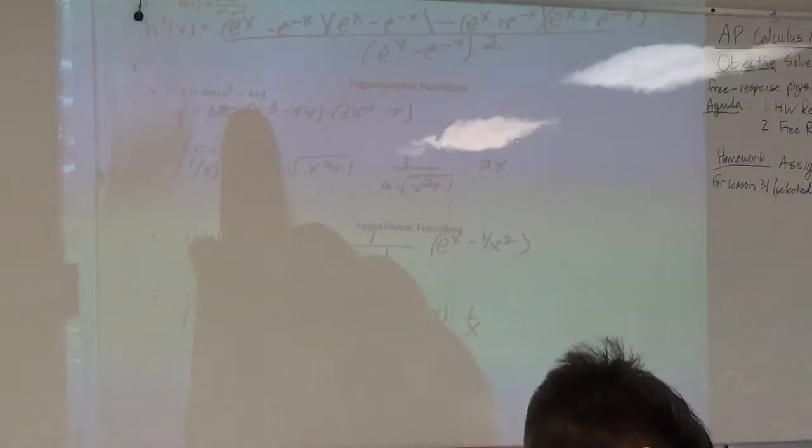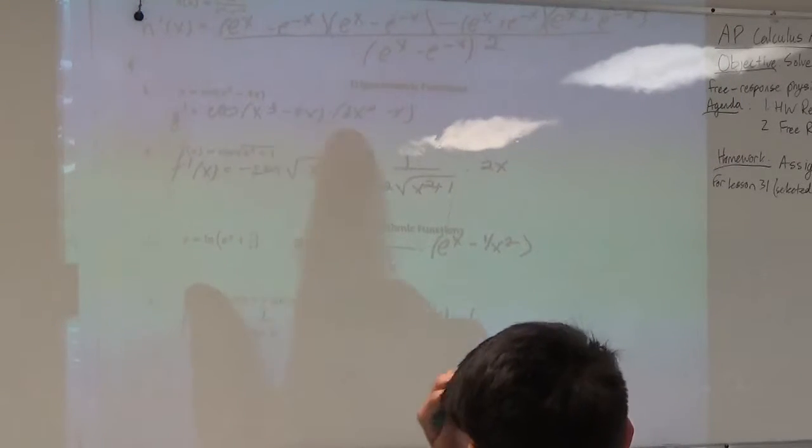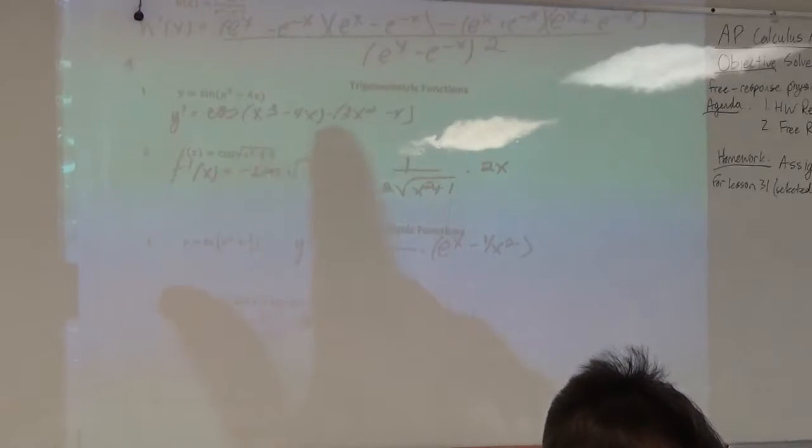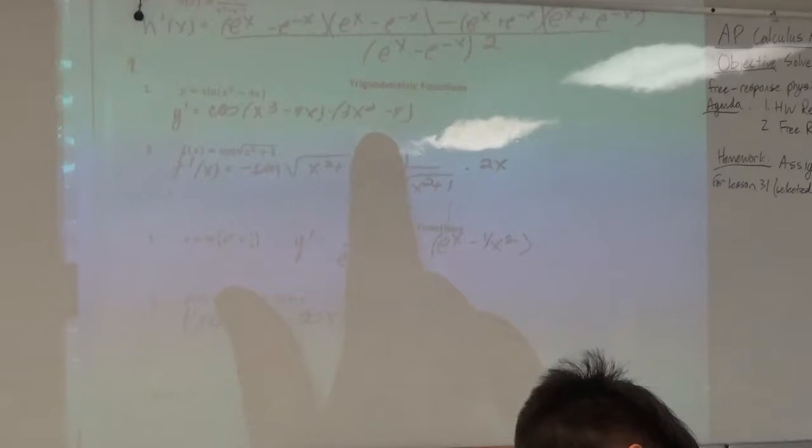Okay. Trig functions, derivative of sine of stuff. Cosine of the stuff times the derivative of the stuff. So cosine of x cubed minus 4x times 3x squared minus 4.